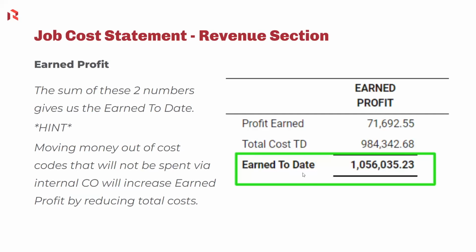Now, moving money out of any cost codes that are not going to be spent using an internal change order is going to increase your earned profit by reducing your overall costs.